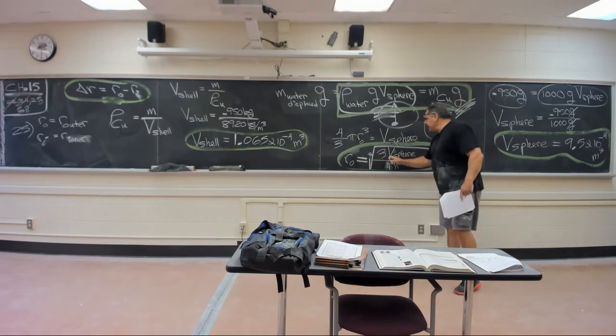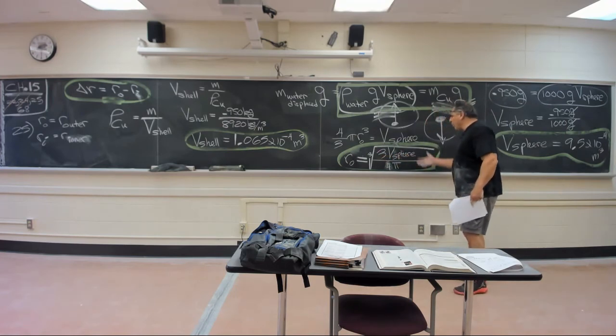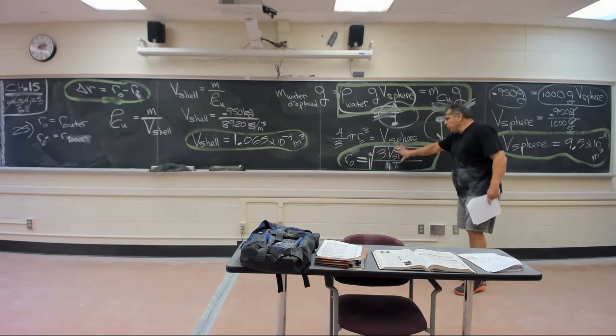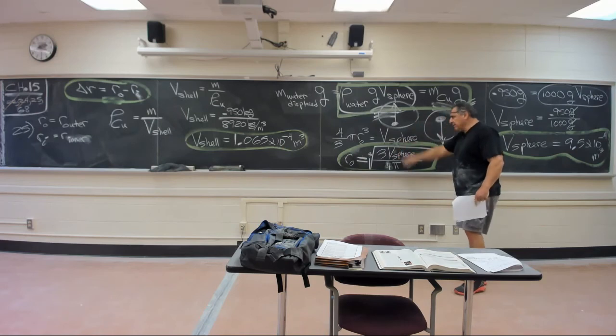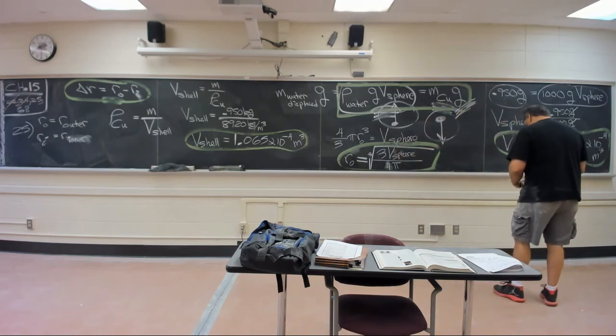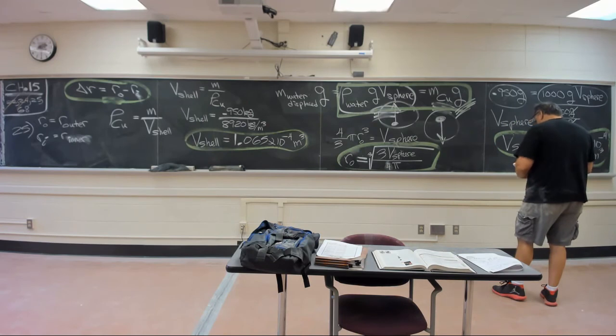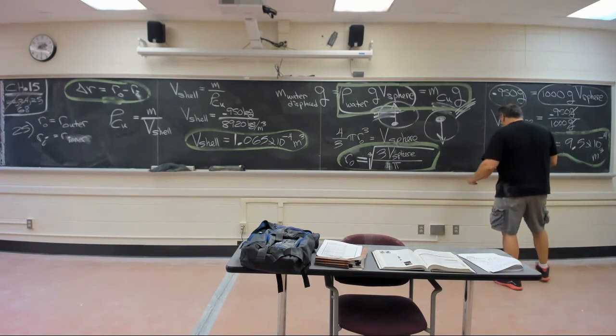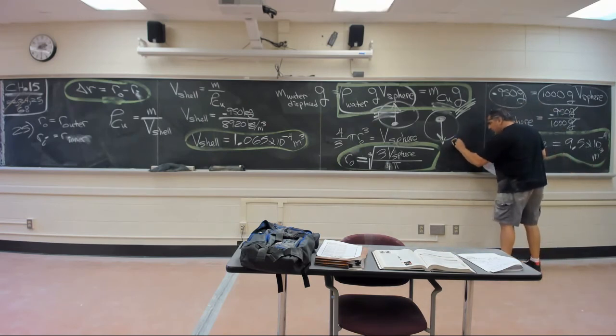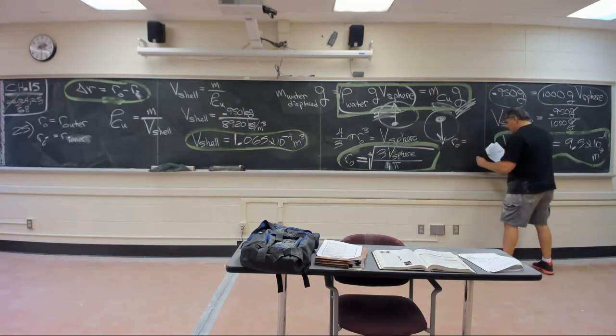So it's 3 times 9.5 times 10 to the negative 4 divided by the product 4 pi. Cube root that quantity, and you get r sub o. And the outer radius of the sphere is 0.0610 meters. That's the outer radius.